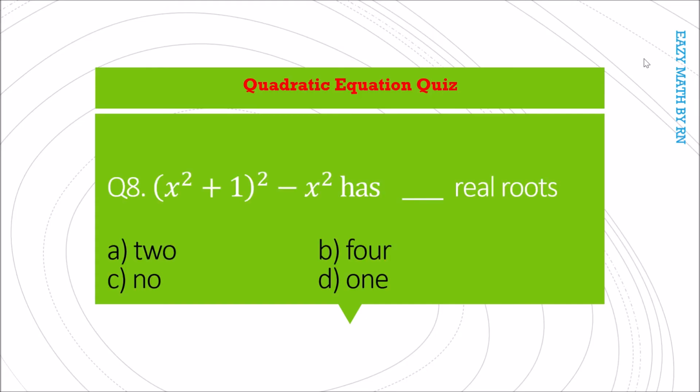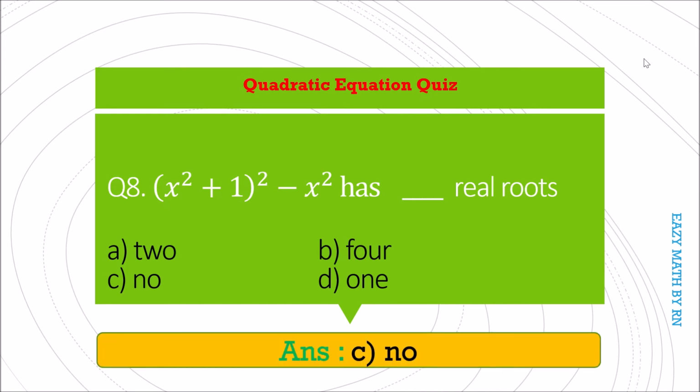Eighth question, x square plus 1 the whole square minus x square will have how many real roots? Option A 2, B 4, C no, or D 1. The correct answer is C, no solution. Now let us see how do we get this answer.